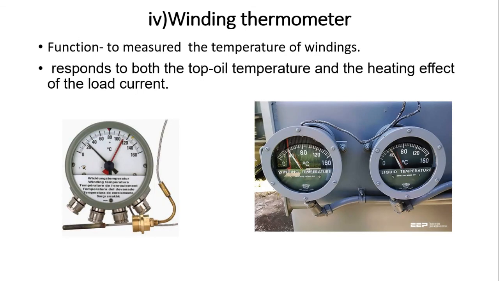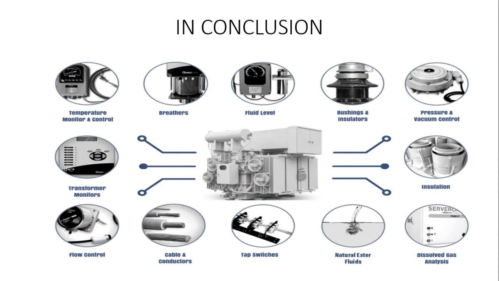And this is the winding thermometer. As you can see from my cursor on the right, it is a liquid temperature gauge which measures the temperature of the oil inside the transformer and the winding temperature. It is important for us to know the exact temperature inside the transformer to avoid any catastrophic blowout.